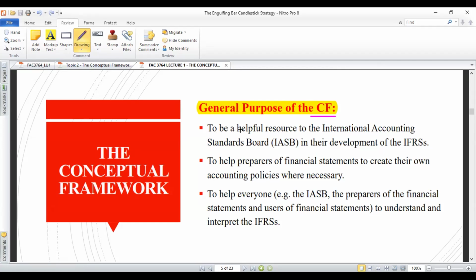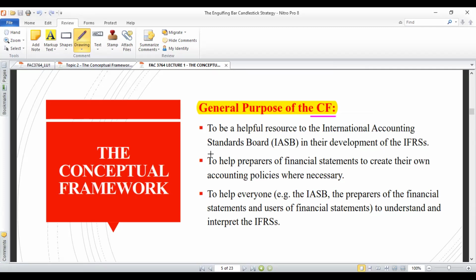Number one, it's a helpful resource to the International Accounting Standards Board, the IASB, when developing the IFRS. In other words, when the International Financial Reporting Standards are being formulated by the IASB, they ensure that the standards are confined to the requirements of the conceptual framework. So the standards should not be in violation of the general conceptual framework of accounting.